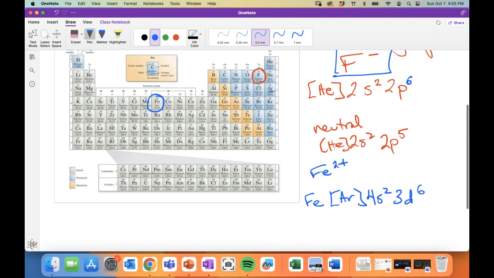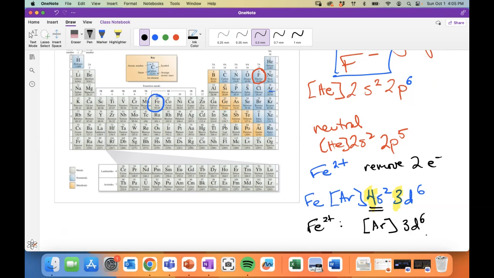3d6. But since we're going to go to the +2, we're always going to remove from the highest value of n. So my values of n, remember, are these big coefficient numbers, these big numbers here. So I have a 3 and a 4. I'm always going to remove from the highest value. So 4 is bigger than 3. So I have a +2 charge, so I need to remove 2 electrons. So therefore, when I'm looking for my 2+, I am going to remove my 4s electrons.